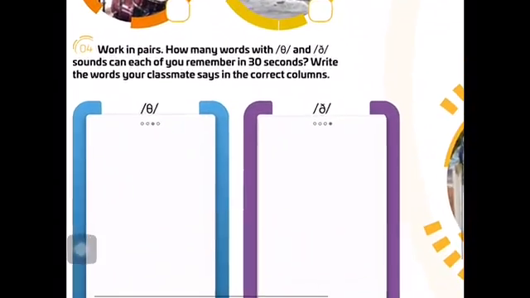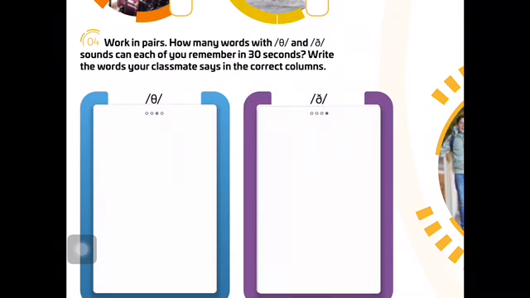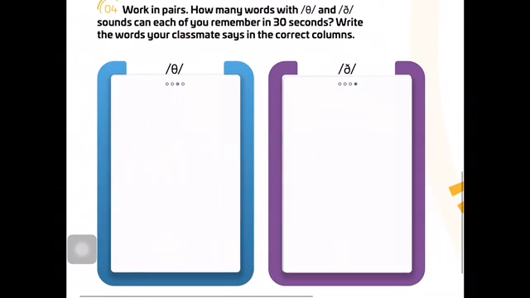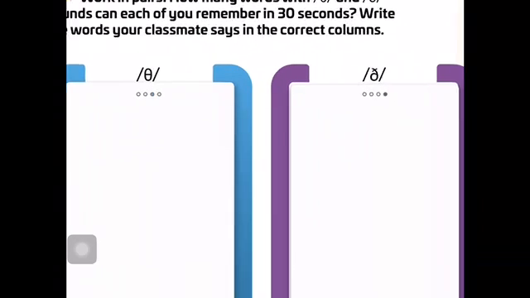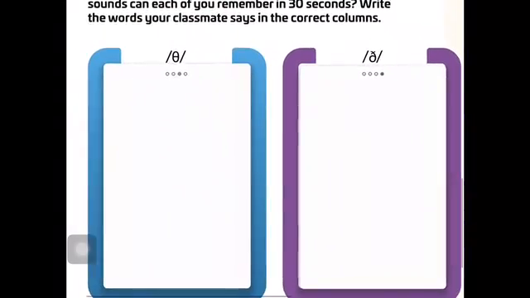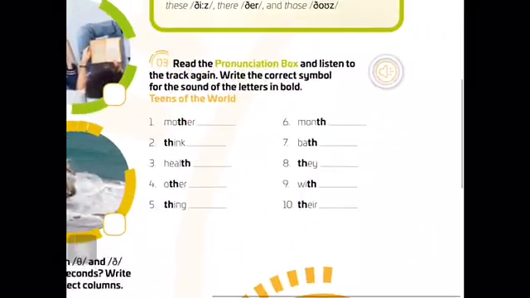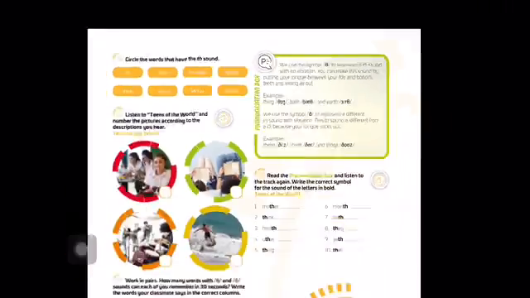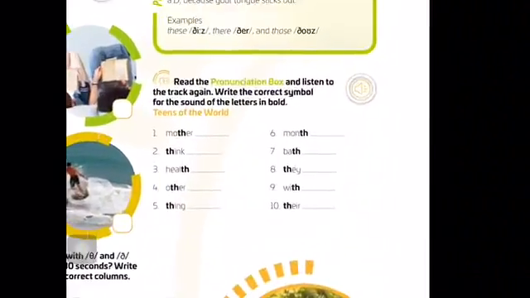Working in pairs, how many words with the th and th sounds can each of you remember in 30 seconds? Write the words your classmate says in the correct column. You don't need to do this with a classmate. You just have to write words with the th sound and with the other th sound, according to the explanation of the pronunciation box. Let's continue to exercise 3.